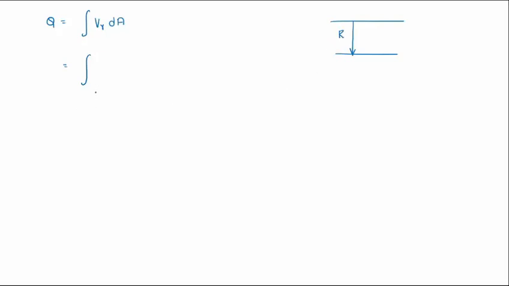So it is starting from 0 to R, U into 1 minus r square by capital R square into dA. What will be the value of dA for a small fluid element taken at the center line of the pipeline? You will be having 2 pi r dr.